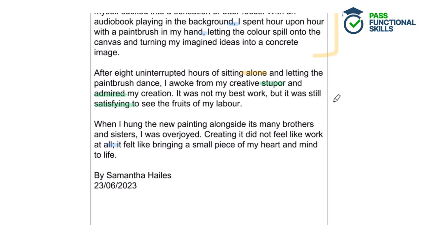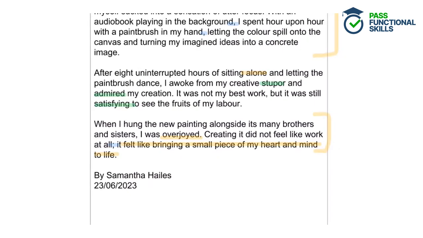And then we have an explanation of how they felt about the work. So they were overjoyed about it, and they said that it felt like bringing a small piece of their heart and mind to life. So they have fully answered all of the different parts of the question in the answer. If you're struggling to add details, then try to add some explanation, some reasons, or some sort of opinions and emotions into your answer. Make sure that you go back to your plan and you look for any ideas that you might have missed off in your answer if you're really struggling for words.